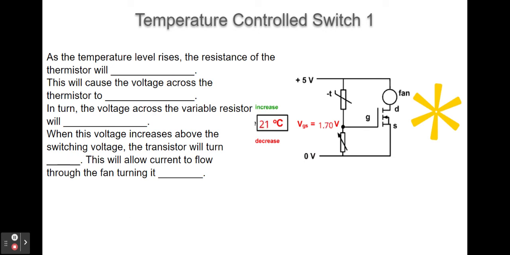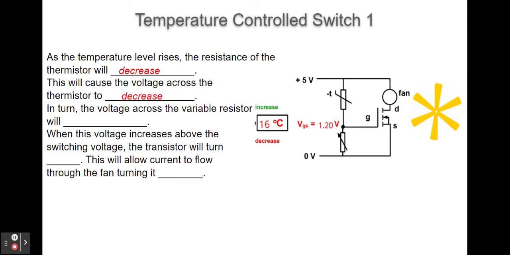Here's a circuit that relies on temperature. So we've got a thermistor and a variable resistor in this circuit. So as the temperature rises, the resistance of the thermistor will decrease. Temperature goes up, resistance goes down. And because it's a potential divider and the resistance and the voltage ratios are equal, that's going to cause the voltage across the thermistor to also decrease.